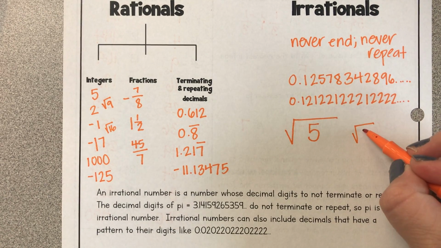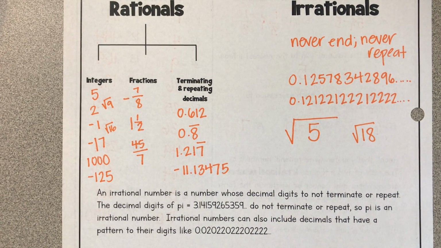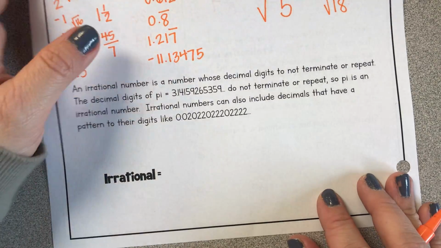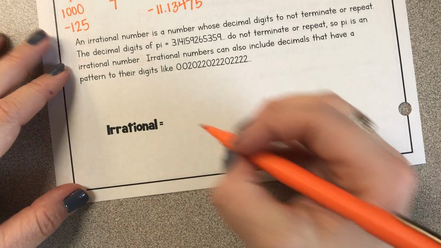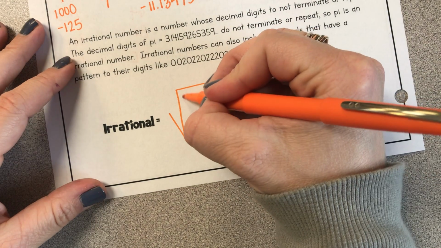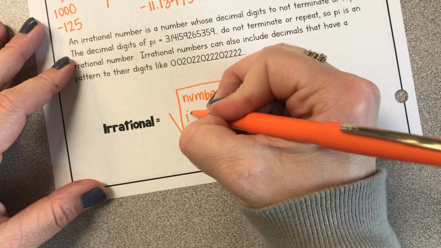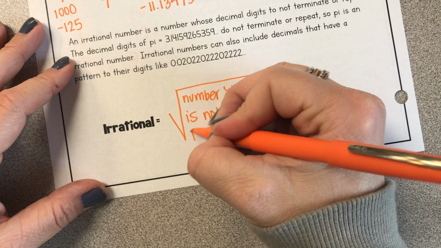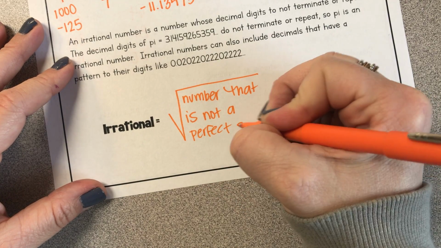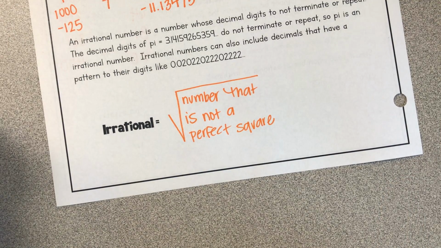What about the square root of 18? Is there a number that times itself gives us 18? No, ma'am, there is not. So that is an irrational number. So let's see. An irrational number is, generally speaking, when you have the square root of a number that is not a perfect square. Okay, so it's the square root of a number that's not a perfect square.